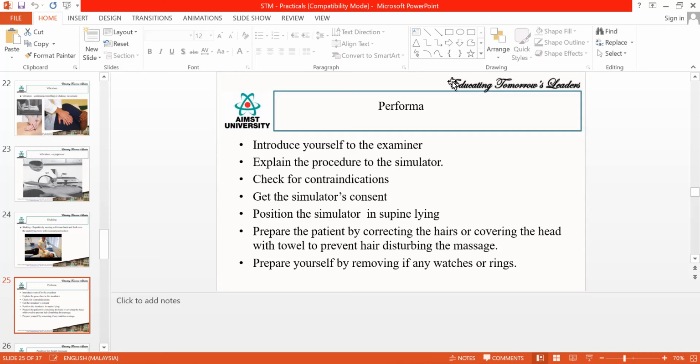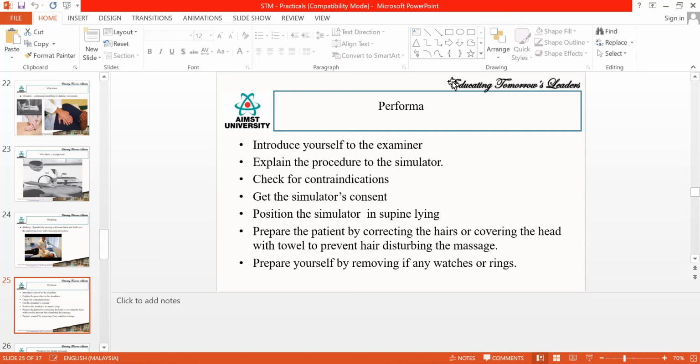So you can just put a hairband like this and cover, and see to it that the hair is not coming and hitting the face, or disturbing you. So you will be having a hairband like this, isn't it? So you can just put the hairband like this, and you can cover up the remaining part with a small towel. Okay, so this is for your preparation for the patient.